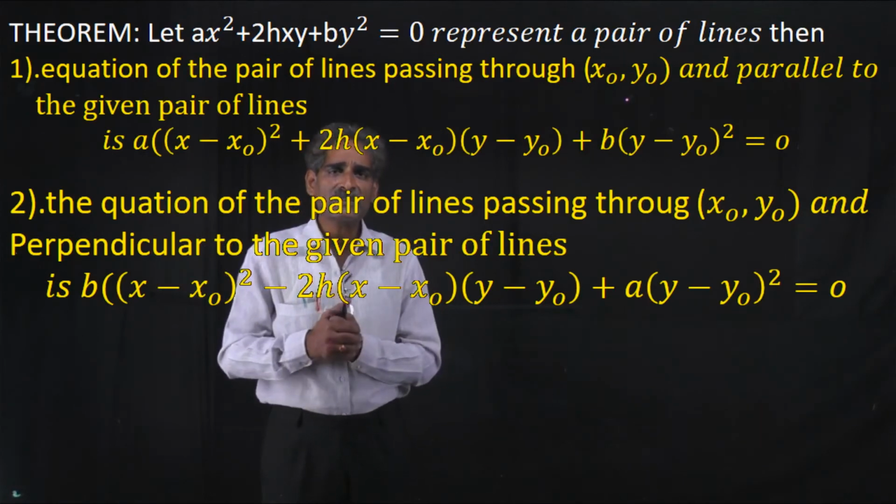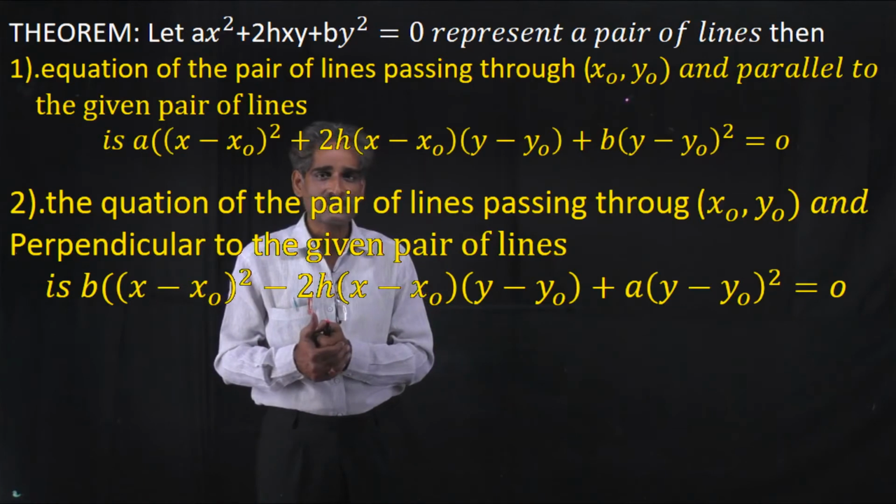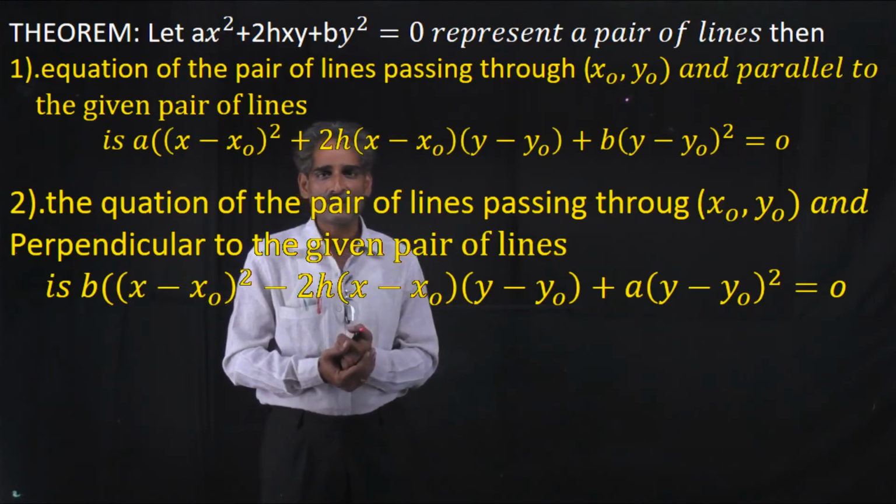How can we get this? Simple, general method. First of all, assume two lines, write down the parallel lines, and multiplying them, we will get the combined equation.